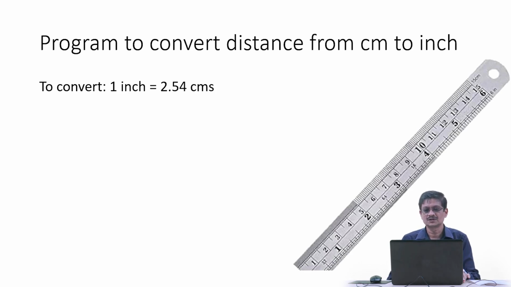So let us say the distance is given in centimeters, and our objective is to convert that distance into inches. The conversion factor is 2.54. We know that 1 inch is equivalent to 2.54 centimeters. So if the distance is given in centimeters, all we have to do is divide that number by the constant 2.54. So let us try to write a program.